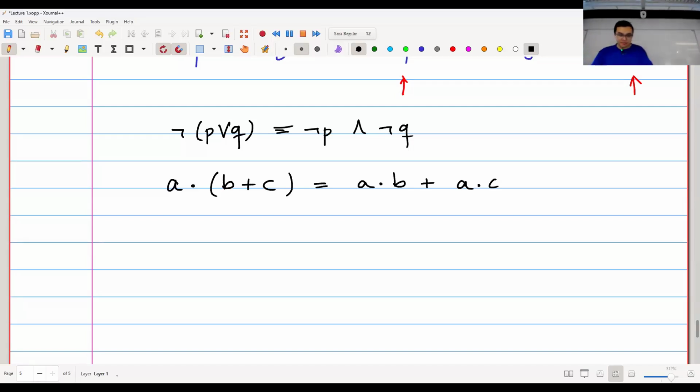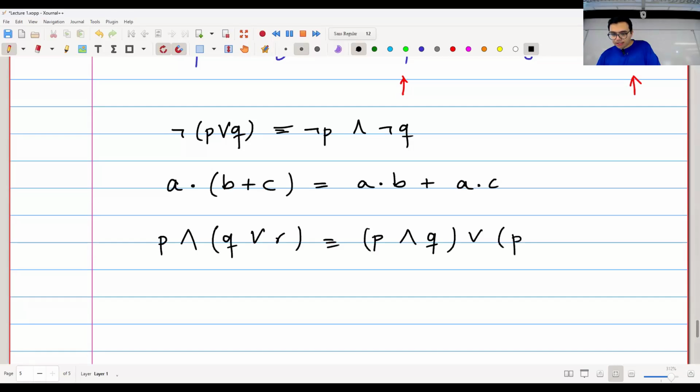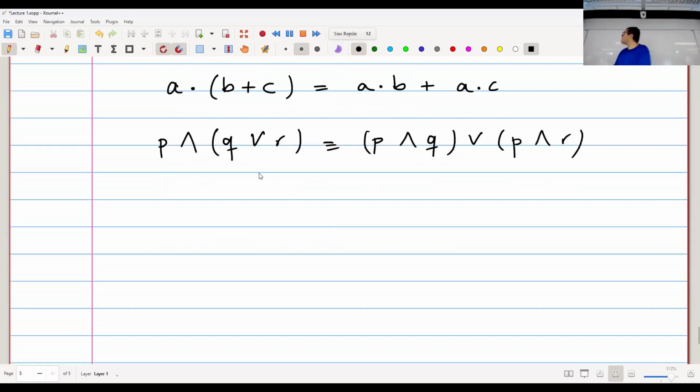So if I have something like this, if I have P and (Q or R), what can I say about it? What is it equivalent to? I say that it's equivalent to (P and Q) or (P and R). Now, again, you can build the table. The table is bigger now because you have 3 different atomic propositions here. So you will have a table with actually 8 rows. But can we also get an intuition? Why does this hold?